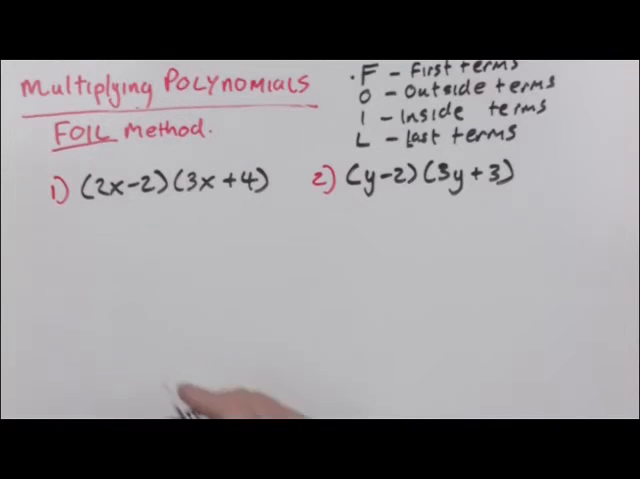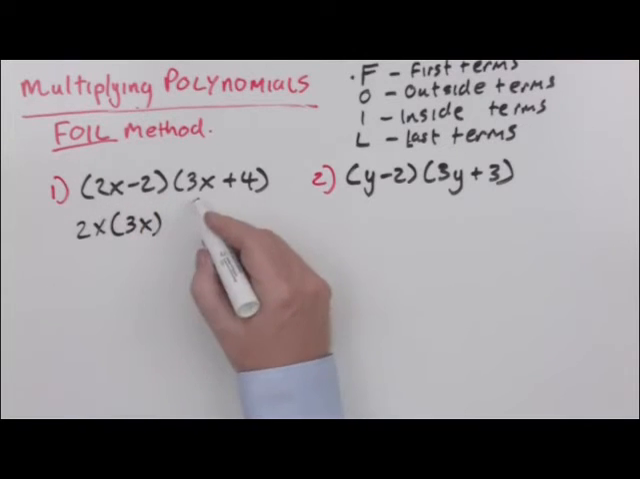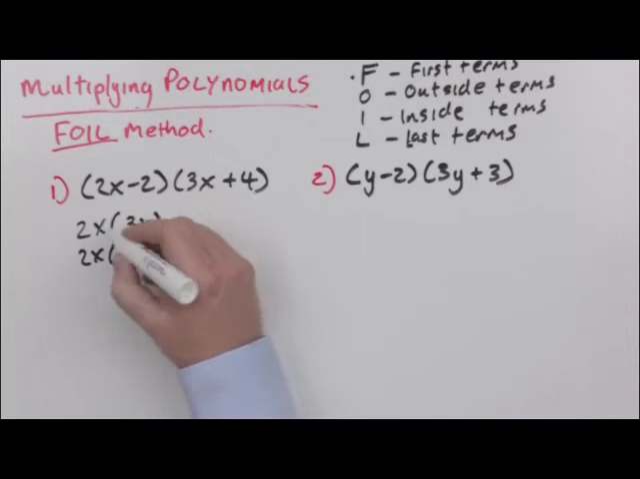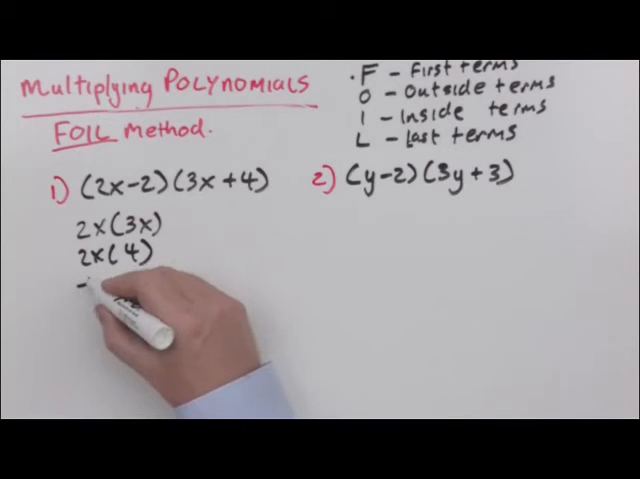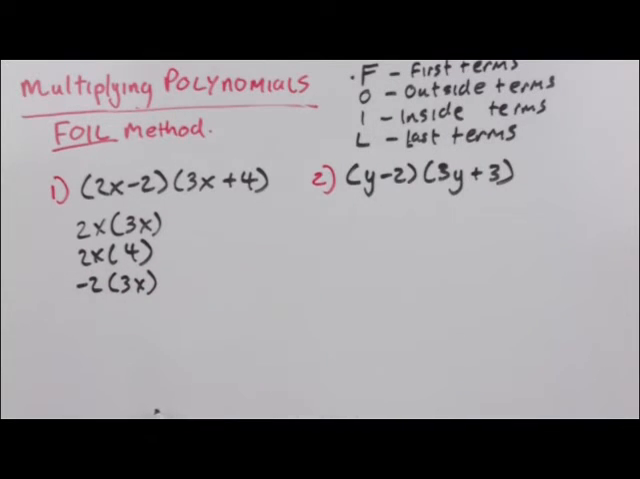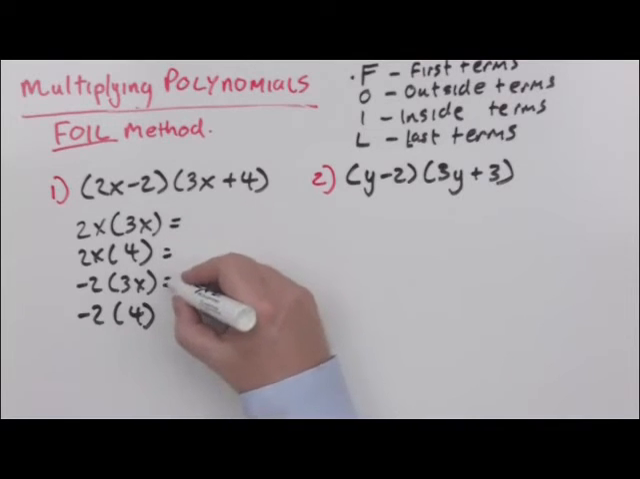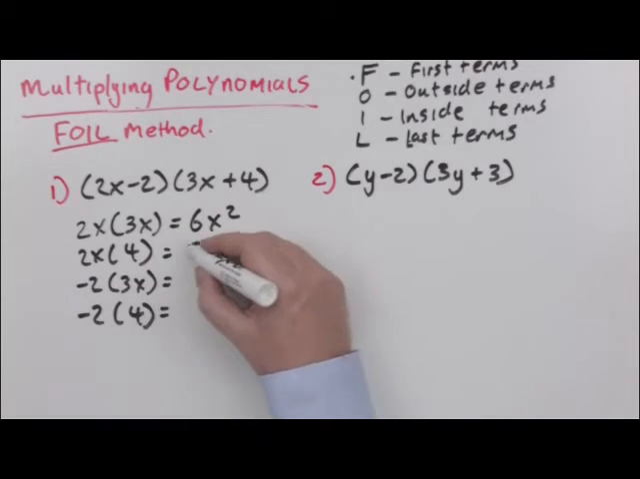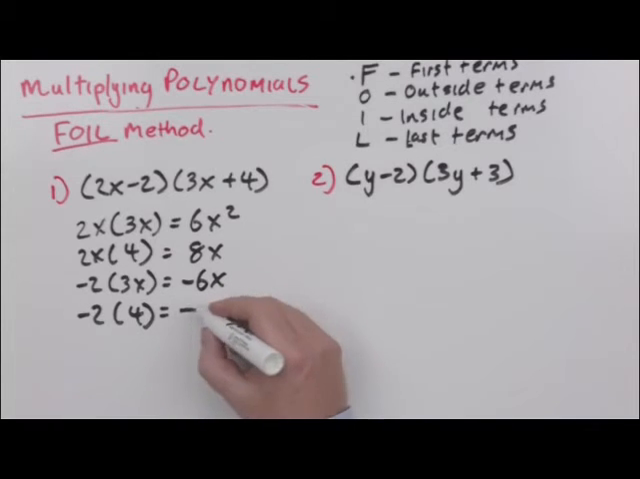So here I'm going to multiply the first terms, 2x times the 3x, that's the first terms. Then the outside terms, so that would be 2x times the 4, that's the outside terms. Then the inside terms, negative 2 times 3x. And then the last terms, negative 2 times positive 4. Okay, so 2x times 3x would be 6x squared. 2x times 4 is 8x. Negative 2 times 3x is negative 6x. And that would be negative 8.